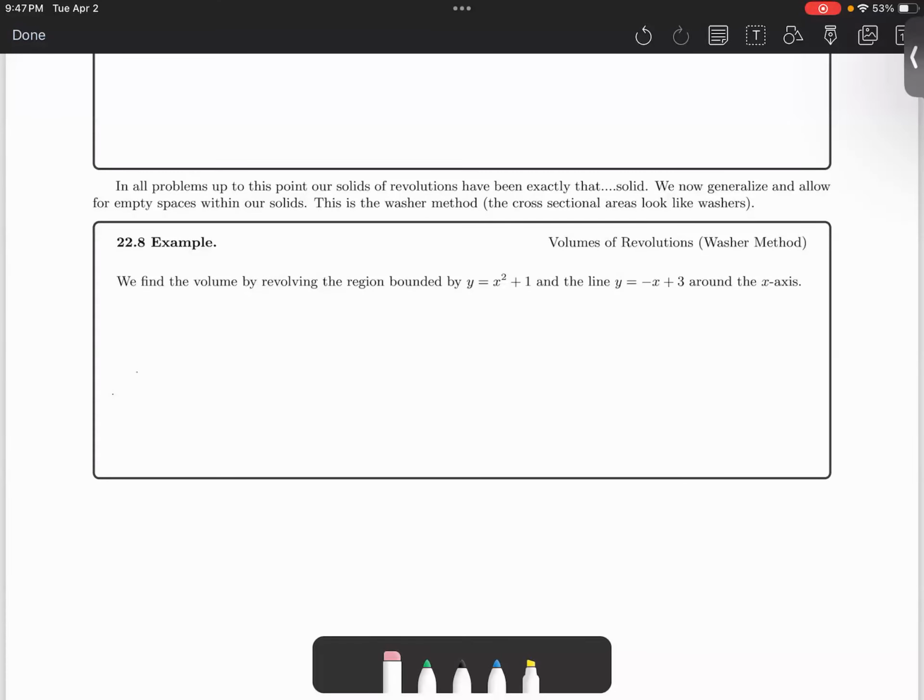Example 22.8 is going to show us how to find a volume of revolution when we don't necessarily have a solid. Maybe there's some region that's cut out of the middle. First, let's understand this region that we're going to rotate by drawing these two functions, y is equal to x squared plus 1 and y is equal to 3 minus x.